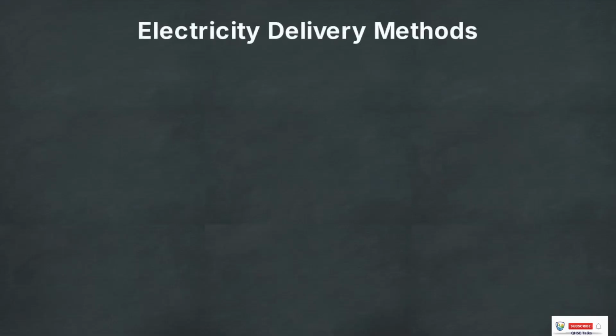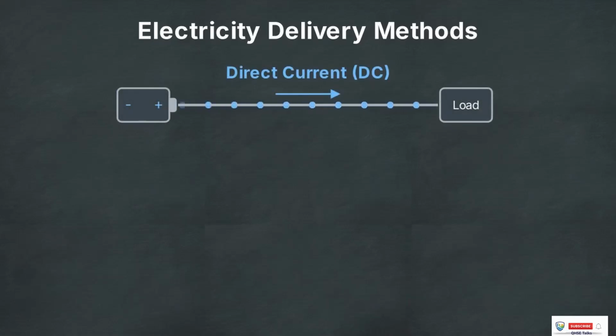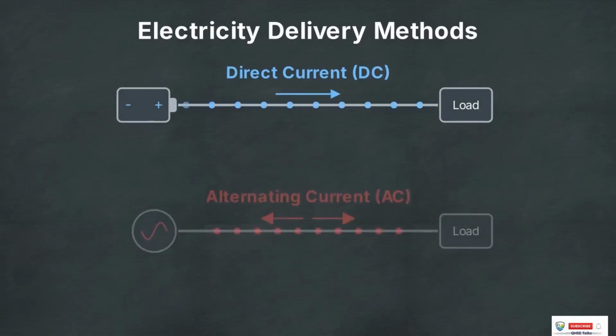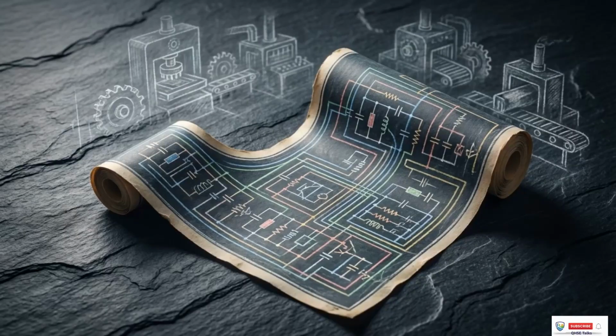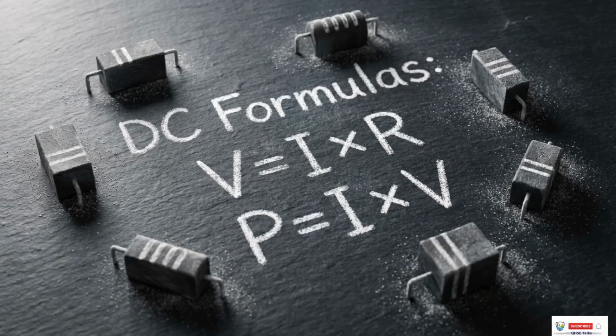We also classify electricity by its delivery method. Direct current, or DC, flows uniformly in a single direction. Alternating current, or AC, reverses its direction periodically and is the standard delivery method for utility power and industrial machinery. Predicting hazard vectors in an industrial facility requires first identifying exactly how the current is divided and routed through these specific circuit topologies. This whiteboard displays the primary formulas for direct current applications. Ohm's law states voltage equals current times resistance, while the power equation states power equals current times voltage.